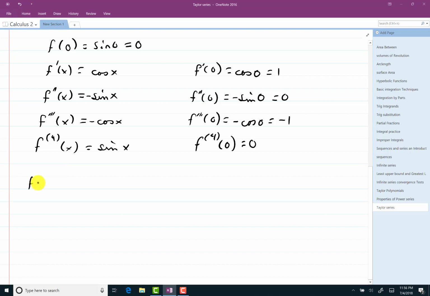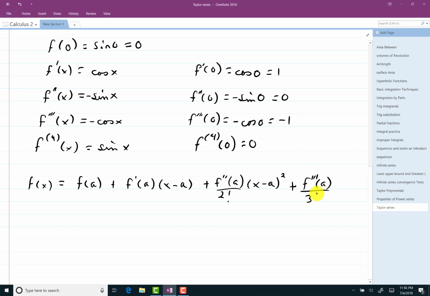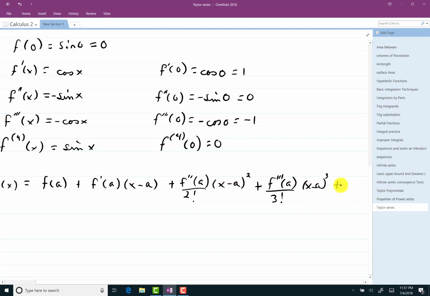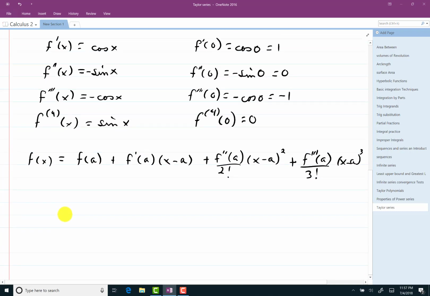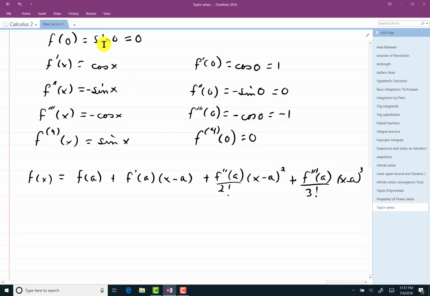In our general format, f of x is going to be f of a plus f prime of a times (x minus a) plus f double prime of a times (x minus a) squared, but this one you have to divide by 2 factorial, plus f triple prime of a over 3 factorial times (x minus a) cubed. And of course that goes on forever. So I'll try to mimic that. My f here is of course sine of x. So I'll start here. I'll have, and a is 0.